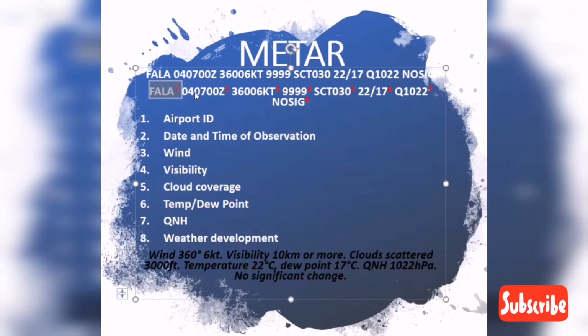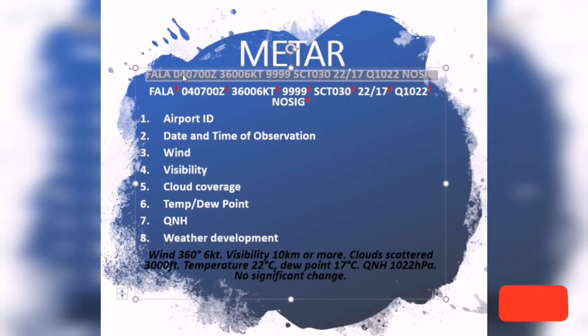And the next block, which is block number 3, relates to wind direction and wind speed. The first 3 digits there relate to the direction of the wind, and this is given in relation to true north and not in relation to magnetic north. So be careful of that. And then the next 2 digits relate to the speed of the wind in nautical miles per hour. So there it is given as 6 knots.